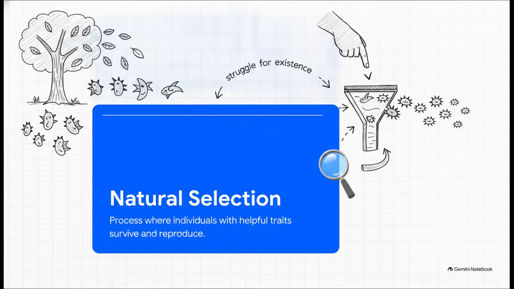Natural selection is the process where nature acts as an active filter. Individuals who just happen to have traits best suited to their specific environment are much more likely to survive and, most importantly, reproduce. We often hear this summarized as the survival of the fittest. Essentially, nature is constantly selecting what works best.